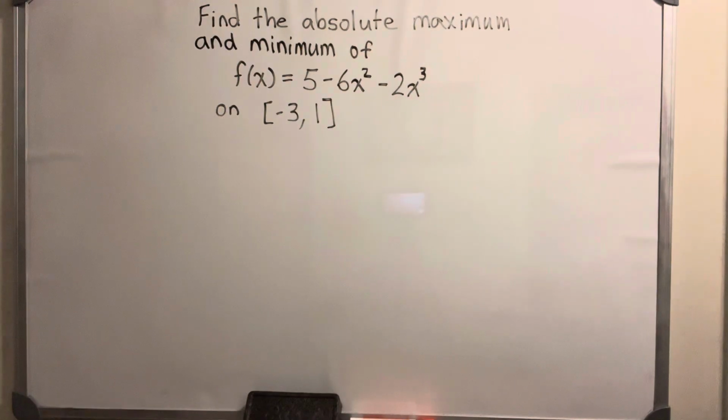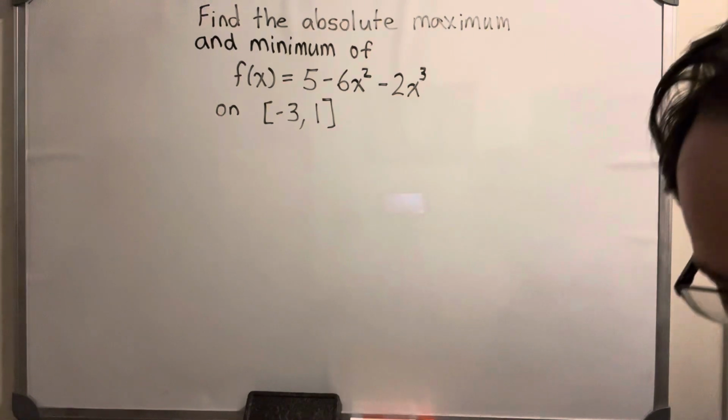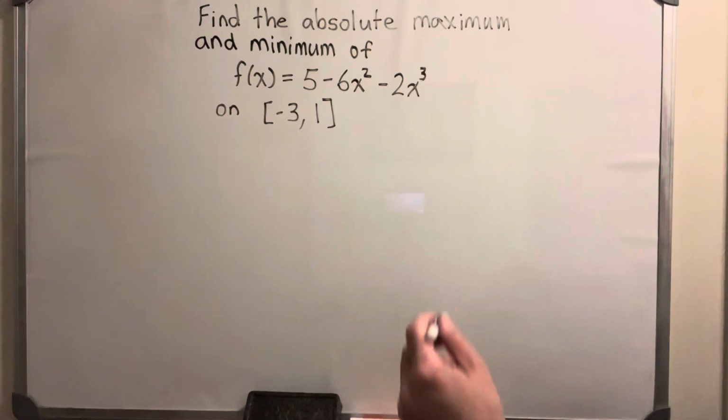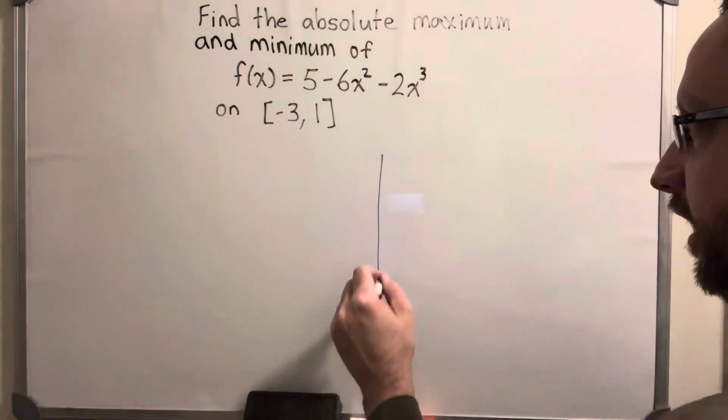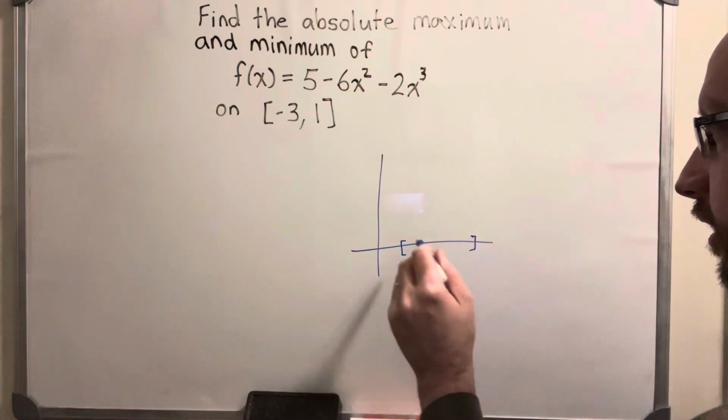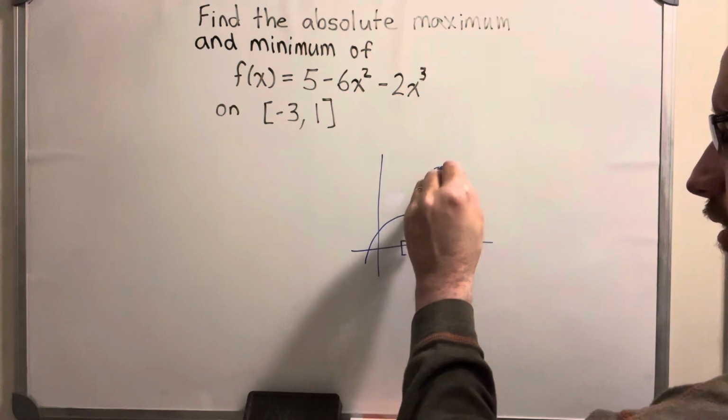This problem says, find the absolute maximum and minimum of f of x equals 5 minus 6x squared minus 2x cubed on the closed interval -3 to 1. So when we're talking about absolute maximums and minimums on a closed range, let's say some function that we cared about on this interval and the function looked like this.